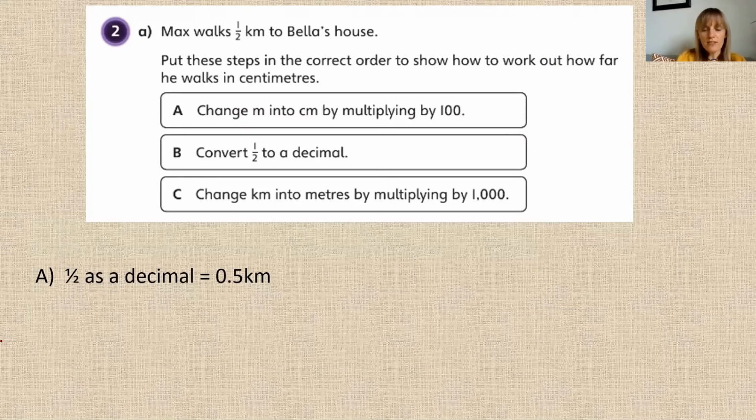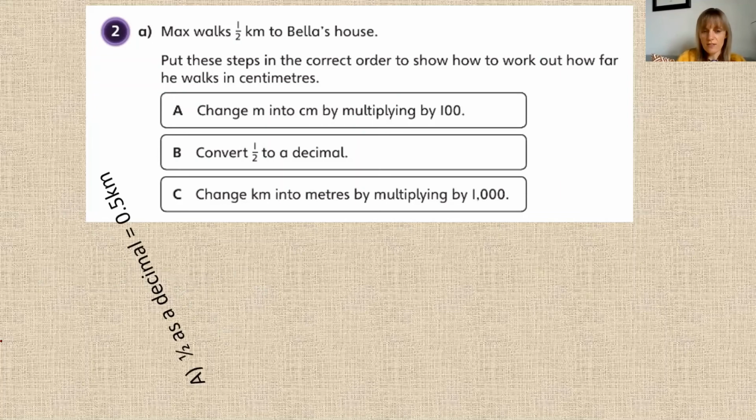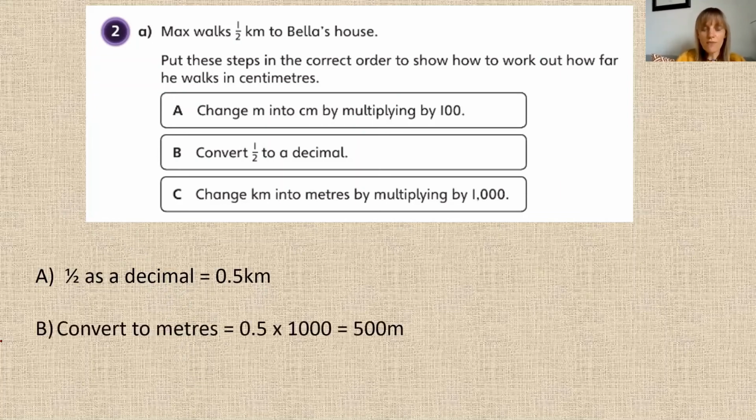What would we do next? Would we have to change metres into centimetres by multiplying by 100? Or do we need to change kilometres into metres? I think we've got to, because we're thinking kilometres, then metres, then centimetres. So I think we've got to do C next. So then convert to metres. If we are converting 0.5 kilometres to metres, that means we've got to times it by 1,000. So 0.5 times 1,000 is 500 metres. So that's 0.5 kilometre.